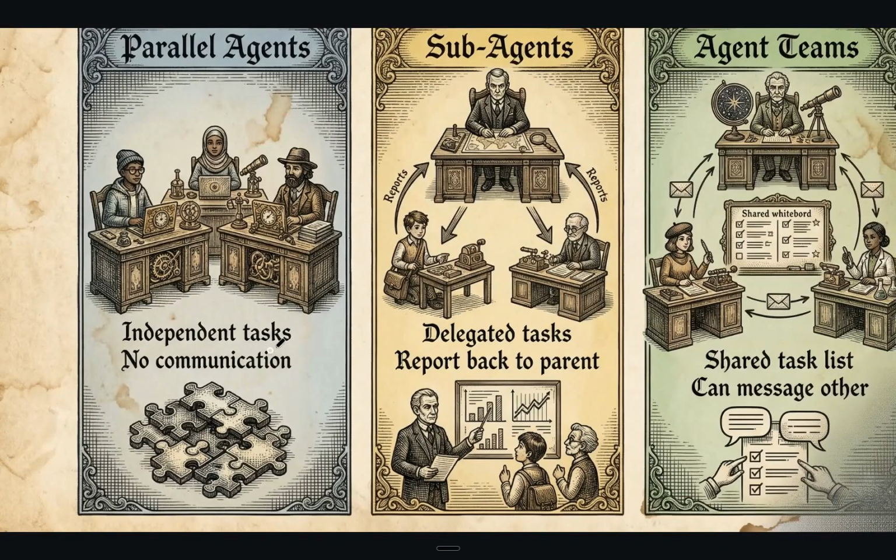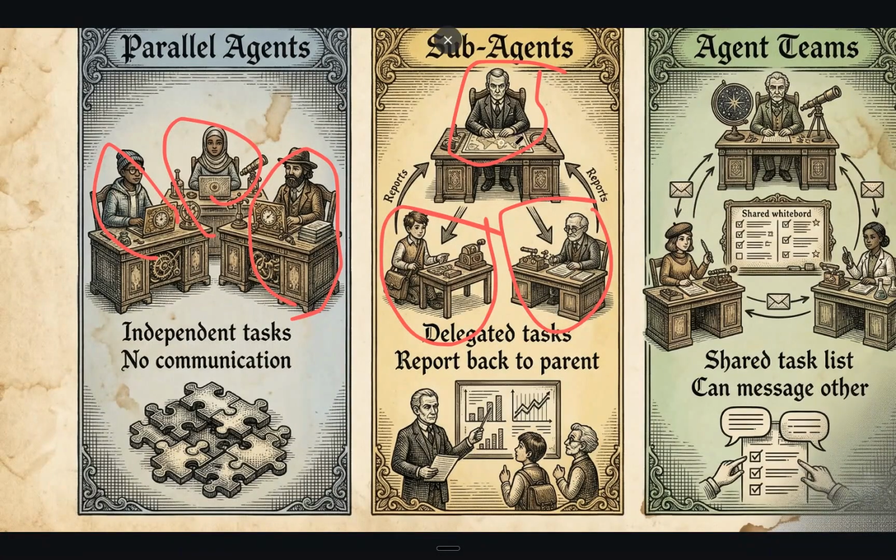So this is the parallel agent that we talked about. This works on something, and this works on something, and this on something different. Independent tasks, no communication. Here we have the sub agent. Okay, this is the big boss, and we have a delegating task, so it delegates the task to both of them. That means both of them need to report back for the sub agent.